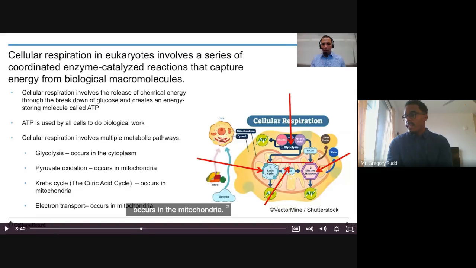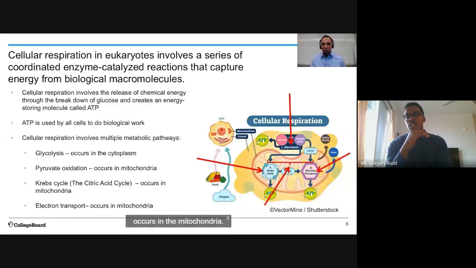At the end of glycolysis, ATP is produced. At the end of the Krebs cycle, ATP is produced. And at the end of the electron transport chain, we've got ATP produced again. So this process of cellular respiration will produce about 36 ATP molecules. It's really good at what it does.